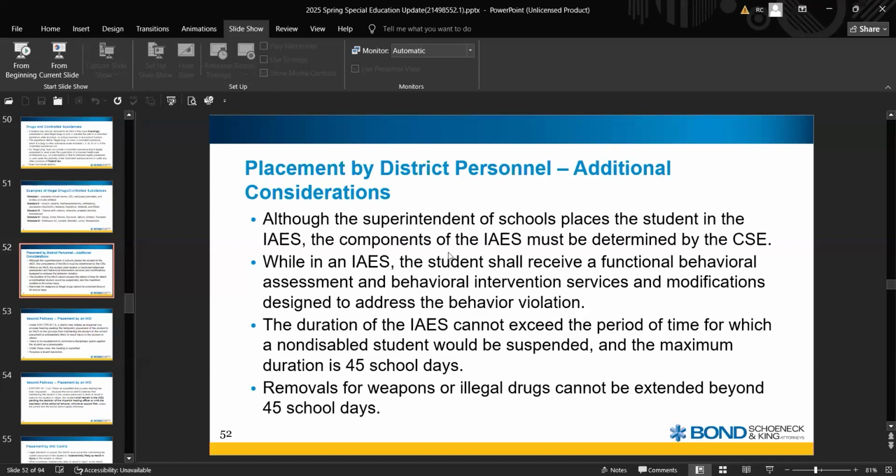You have to have a hearing to determine how long the suspension would have been, because you need that information to determine the length of the IAES. Yeah, I totally agree. I'll say that's an issue.